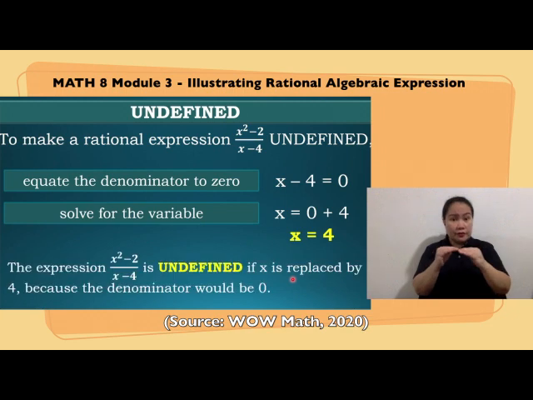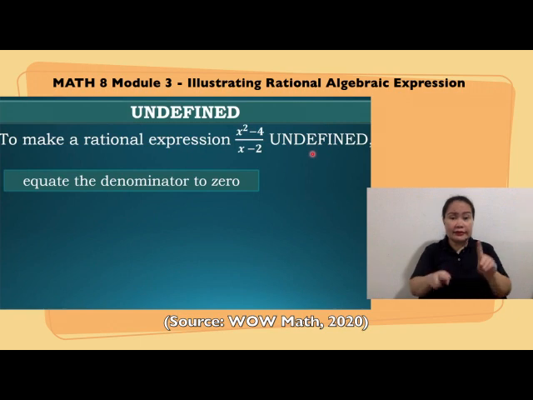So, ibig sabihin, the expression x squared minus 2 all over x minus 4 is undefined if x is replaced by 4 because the denominator would be 0. So, bawal tayong magkaroon ng 4 na assigned value sa variable kasi magiging 0 ang denominator natin at magiging undefined. So, let us try. If your x is equal to 4, so 4 minus 4, that is 0. So, ito ang values na magiging dahilan which may cause your expression undefined.